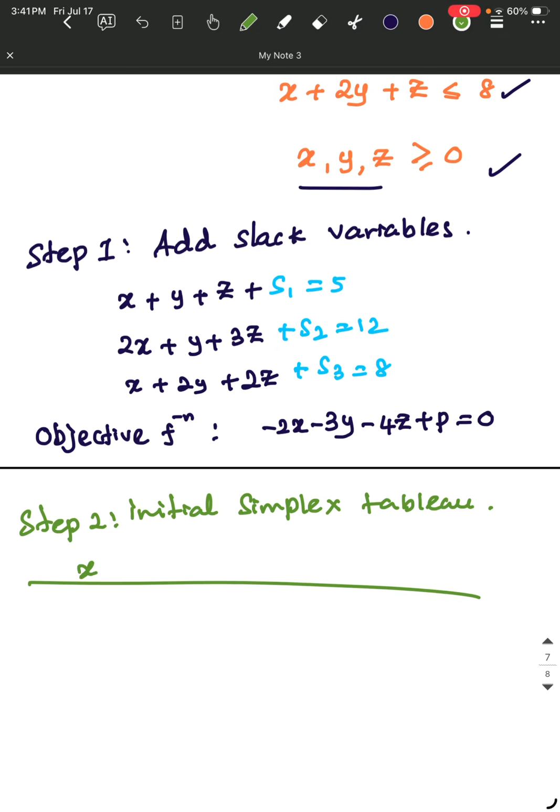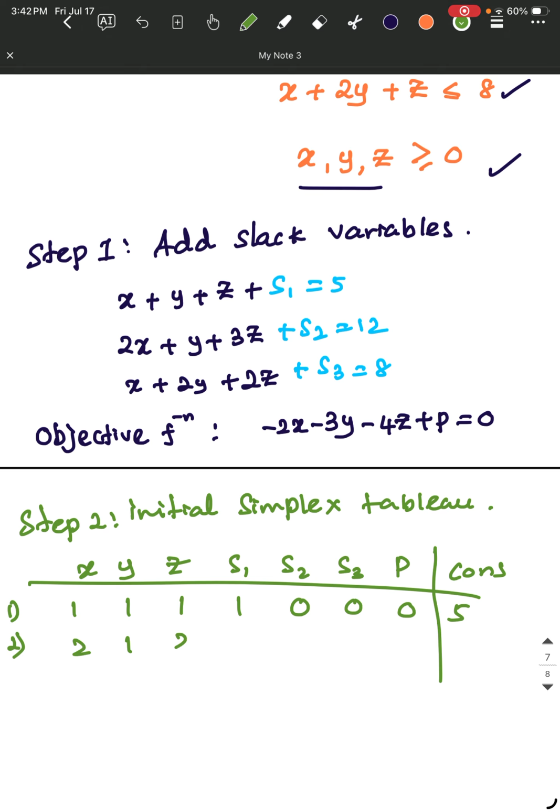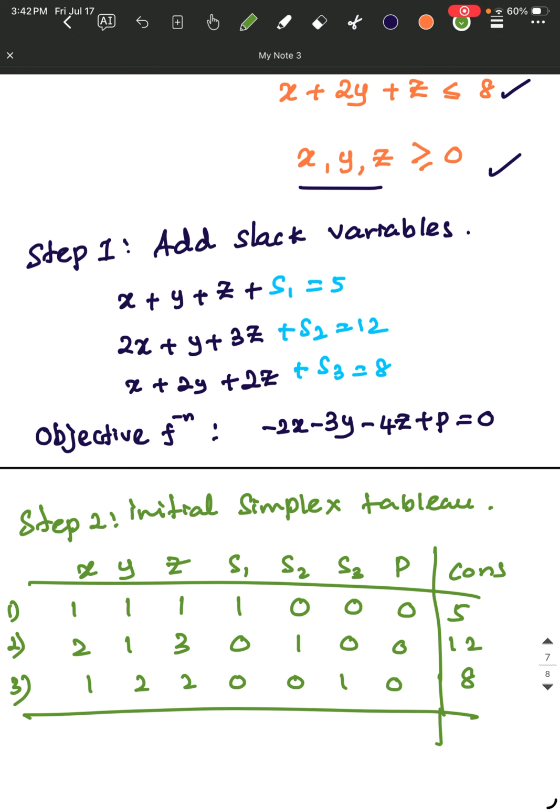Okay, we have x, y, z, s1, s2, s3, p, and constant. From the first one, 1, 1, 1, 1, 0, 0, 0, 5. From the second one, 2, 1, 3, 0, 1, 0, 0, 12. Third one, 1, 2, 2, 0, 0, 1, 0, 8. And the objective function, negative 2, negative 3, negative 4, 0, 0, 0, 1, and 0.